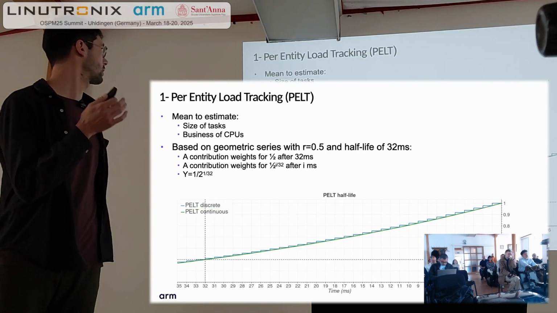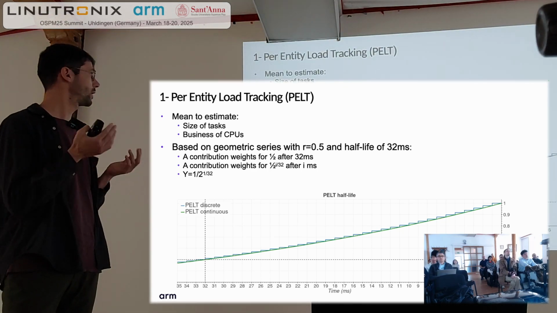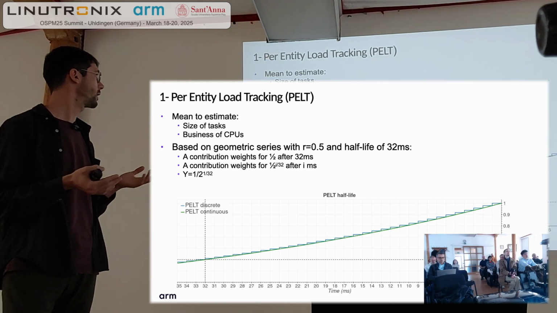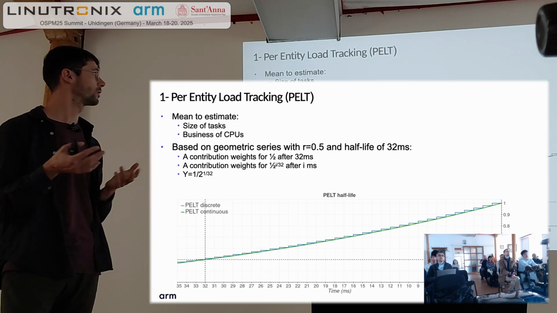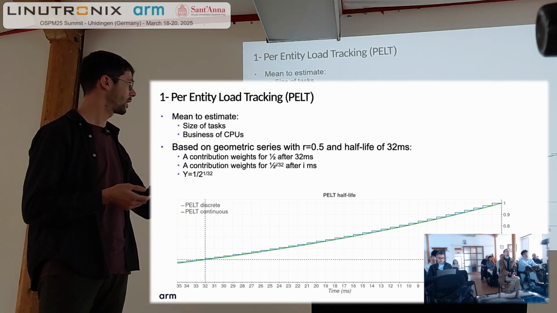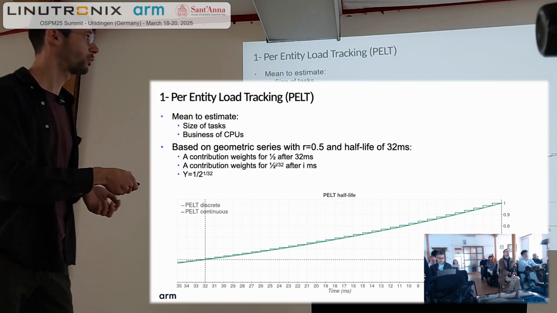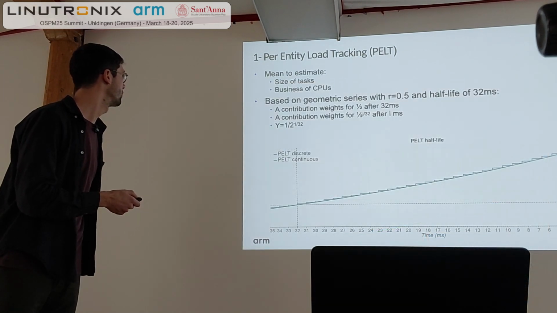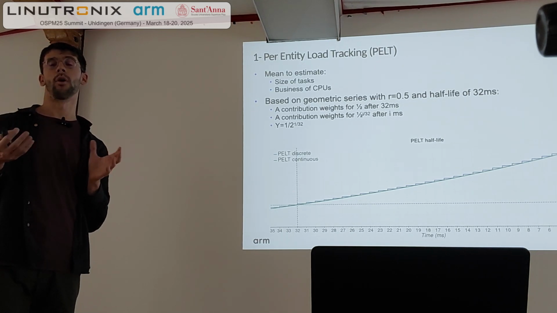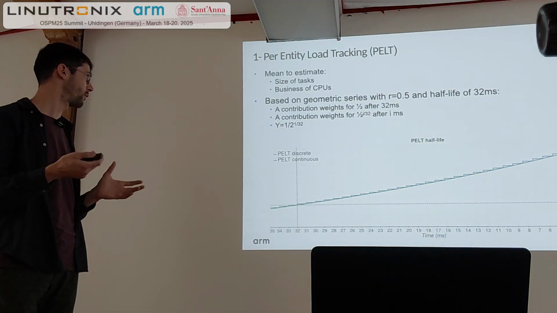PELT stands for per entity load tracking. It's a way to estimate the size of a task or how busy a CPU is. It's based on a geometric series with a ratio of 0.5 and a half-life of 32 milliseconds. So it means that after 32 milliseconds, a contribution will weigh half the initial value of the contribution.